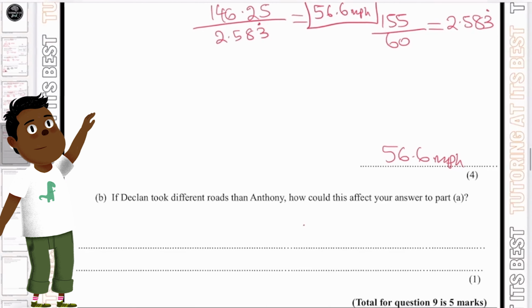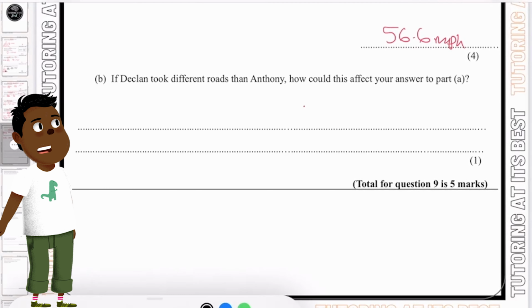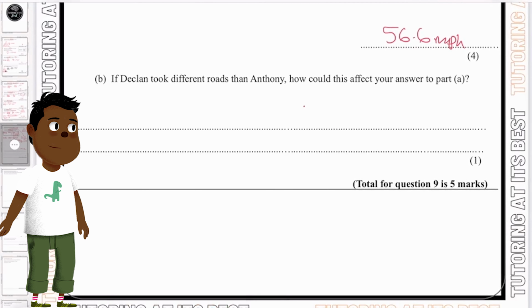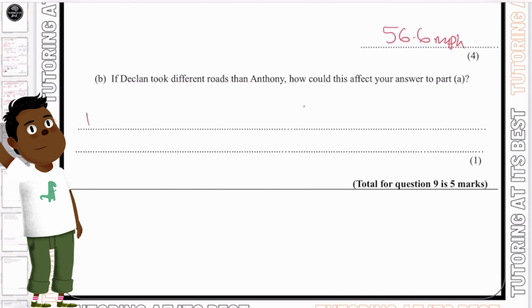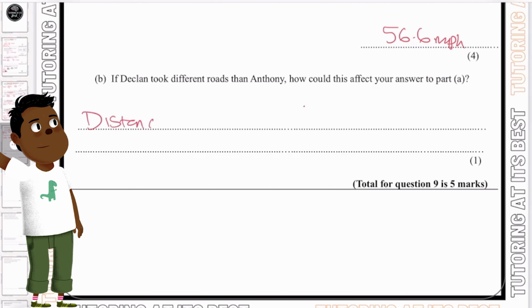Marvellous work. Let's now go for part B. So if Declan took different roads than Anthony, how could this affect your answer to part A? Well, let's think about this.